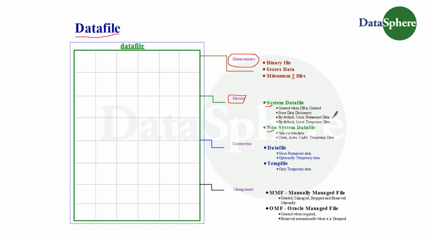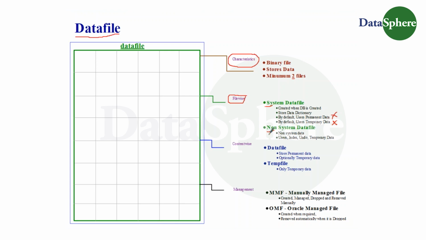By default, users' permanent data is also stored in the system data file, which we must avoid. By default, users' temporary data is also stored in the system data file, which we must avoid. We must ensure that the system data file is meant for storing only system data, that is the data dictionary. We should not allow users to use it, though they can by default. We have to make provisions so that users use files other than the system data file for storing their data, either permanent or temporary.